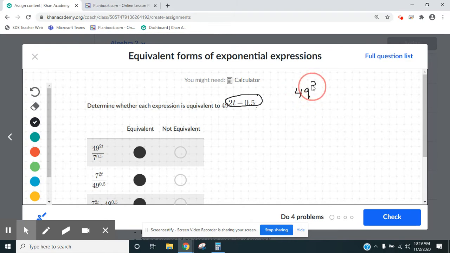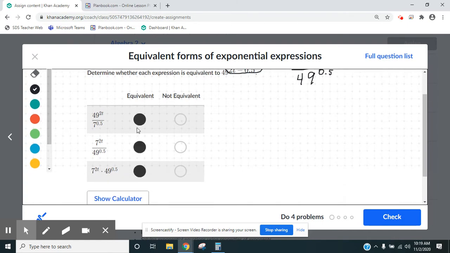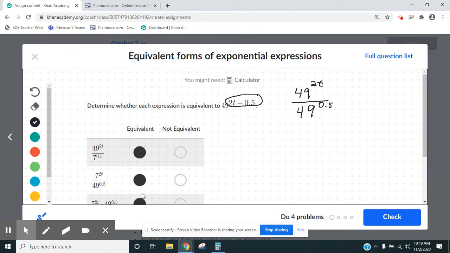So 49 to the 2t would be on top. What would be on the bottom? Not negative though, right? Not negative because we're subtracting it. When we divide, it's subtracted. So right away, let's look through here. Is that an option yet? No. All right, that's okay. Let's keep going.